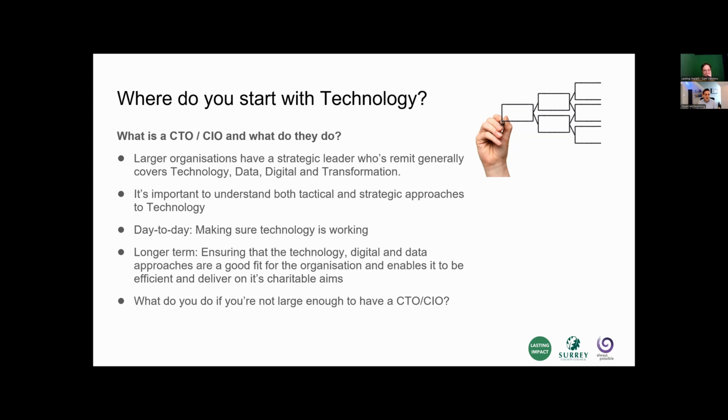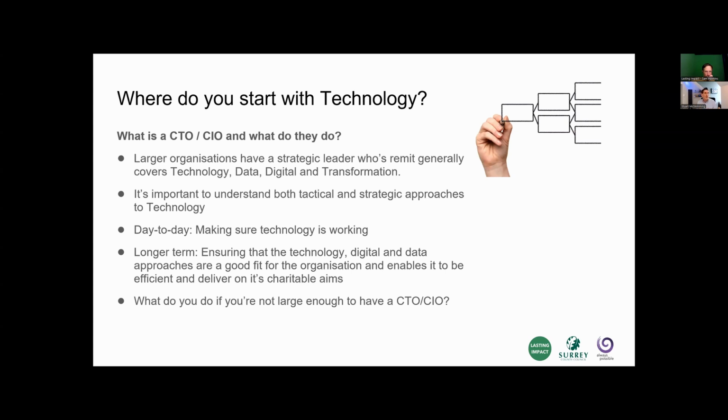But if you're a CIO or a CTO, generally that's not what they actually do. CTOs and CIOs are looking at much more of the longer term approach. That's all about ensuring that the technology, digital and data approaches are a good fit for your organization, enabling your organization to be as efficient as possible and to find effective ways to deliver on its charitable aims.